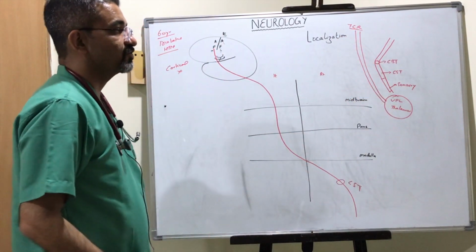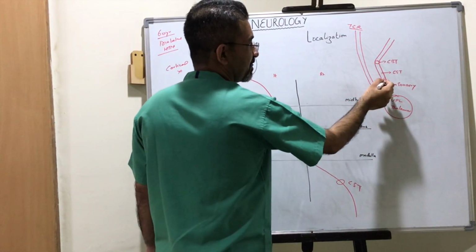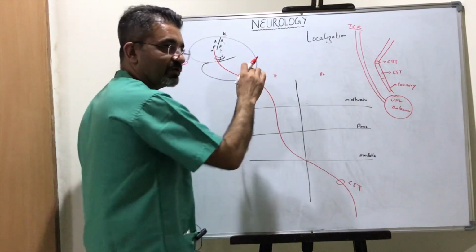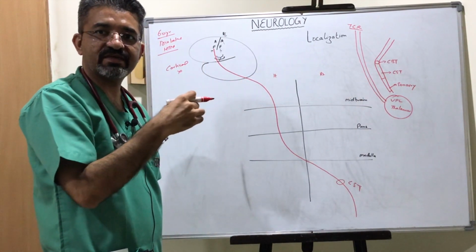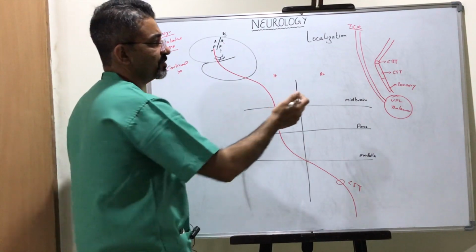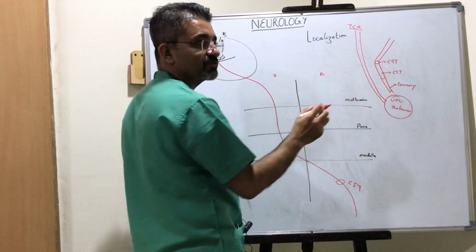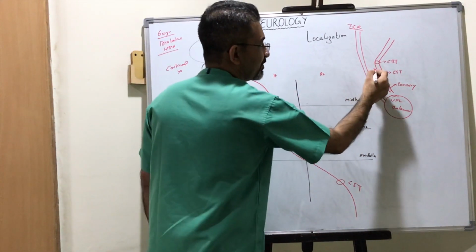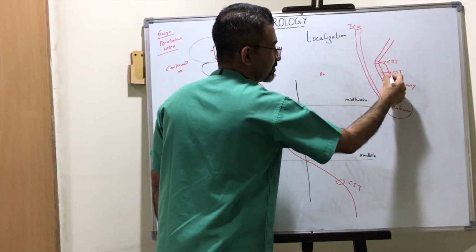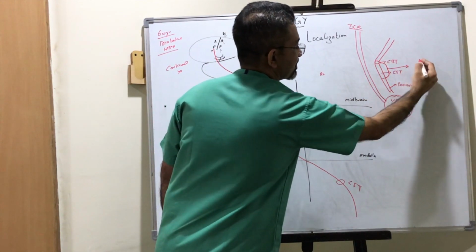Got it? So what is happening is the blood supply, if we think of subcortical white matter, we again by convention will think that, oh, the blood supply should be similar of posterior limb. It is not so. The blood supply of this area is by ventriculostriate branch.